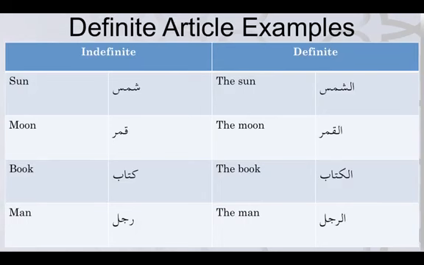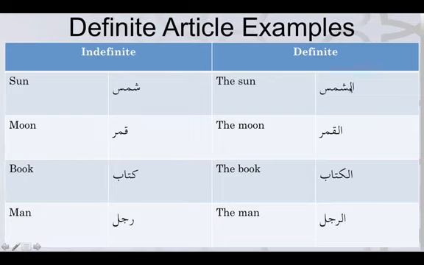So, here are some examples of definite articles being added to words and what the pronunciation becomes. On the left-hand side, we have the indefinite column. On the right-hand side, we have the definite column. Right? We're saying sun. Translated in Arabic, sun means shams. Shams. But when we add the definite article, the sun, we say ash-shams. Ash-shams.